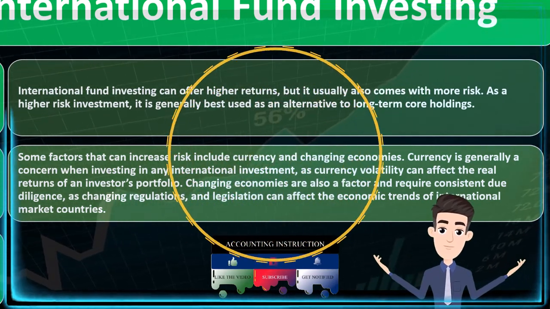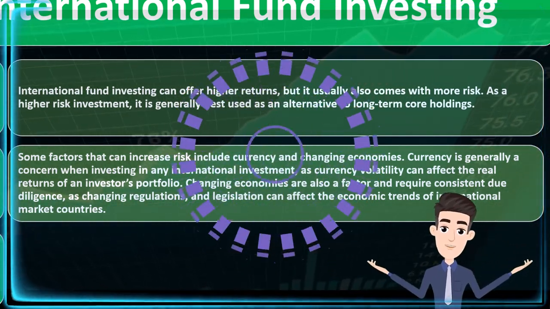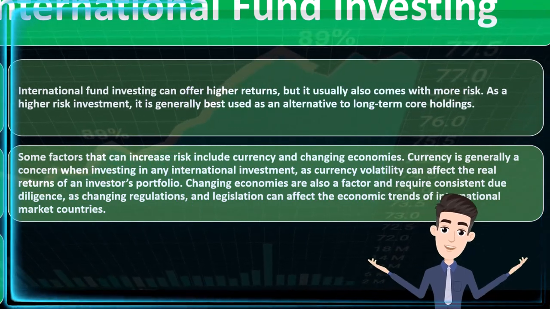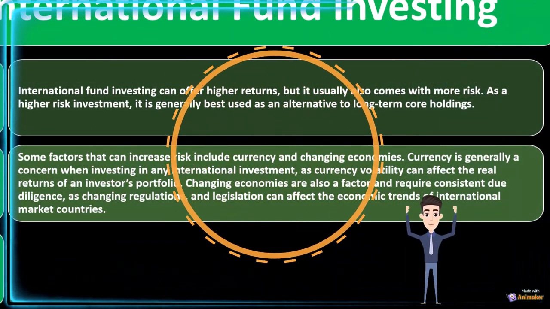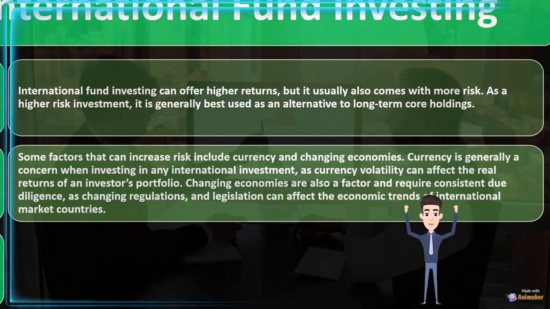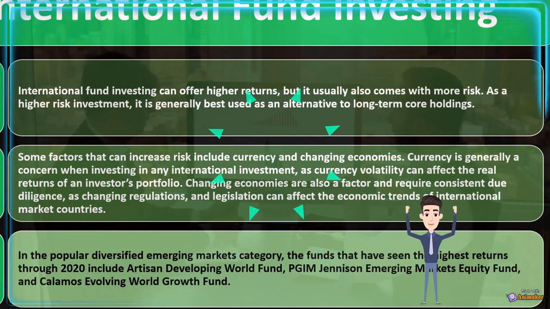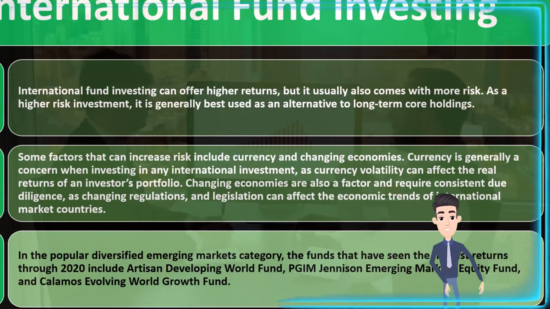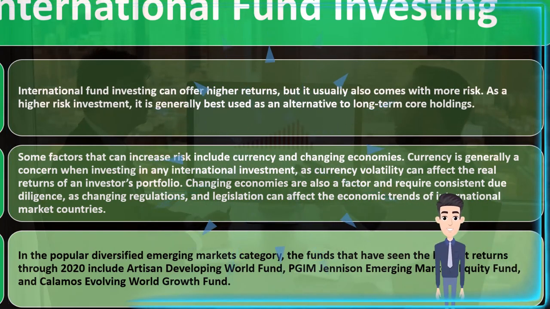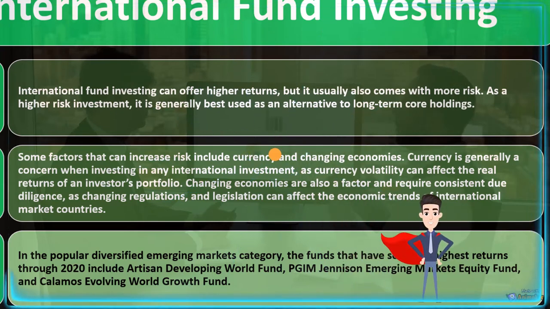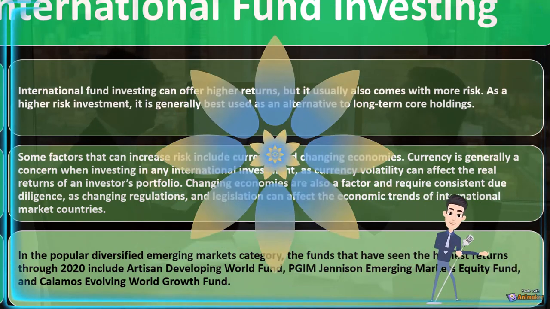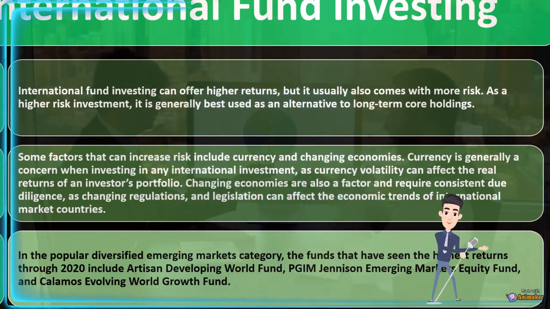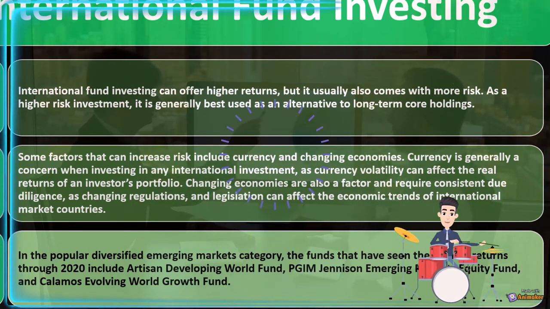Changing economies are also a factor and require consistent due diligence, as changing regulations and legislation can affect the economic trends of international market countries. So clearly the environment in which they are doing business is going to have a big impact on the businesses being done. That's why you would think if you could find a way to have more stable political environments, more stable currencies, and possibly more, from a Western perspective, capitalistic types of markets that are more efficient, typically you could have explosive growth, but that doesn't always happen.